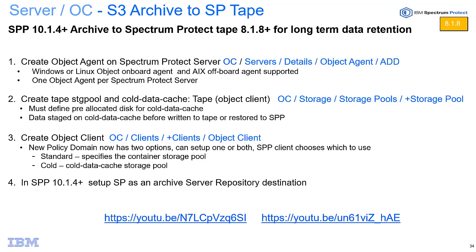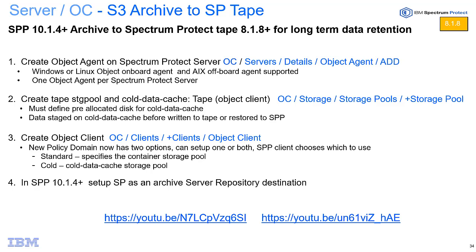Okay, in order to add in the archive to Spectrum Protect tape, you first have to do the setup inside of Spectrum Protect. Now, you can either do this with the Operations Center or via command lines. So let's take a look at the easy way first, which would be your Operations Center. You're first of all going to create an object agent on that Spectrum Protect server. And remember, this works for Windows or Linux objects that onboard, or if you have an AIX server, you can do it off-board. You can have 1 object agent per Spectrum Protect server.